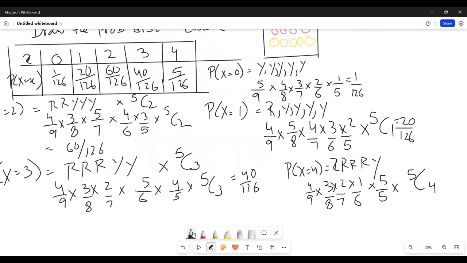Now, if you add all of these, you'll get 1. And that indicates that no mistake was made while constructing the probability distribution table.